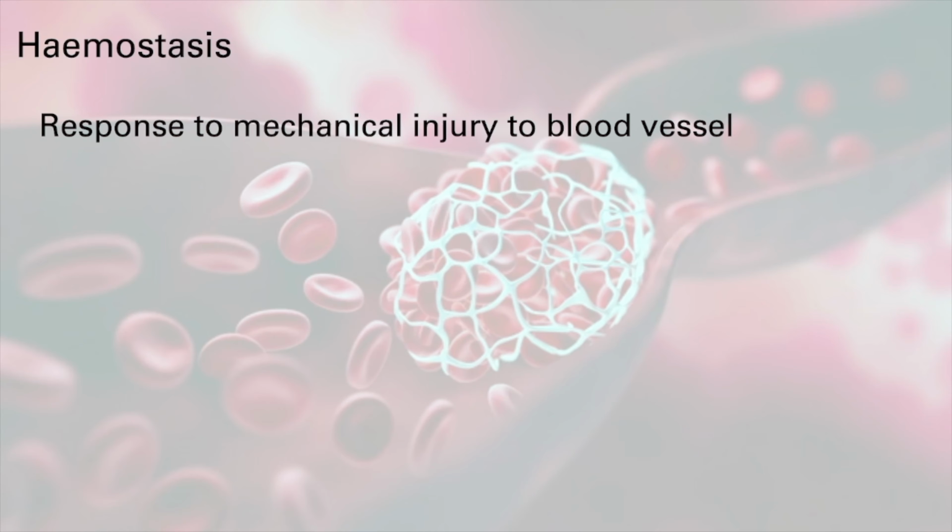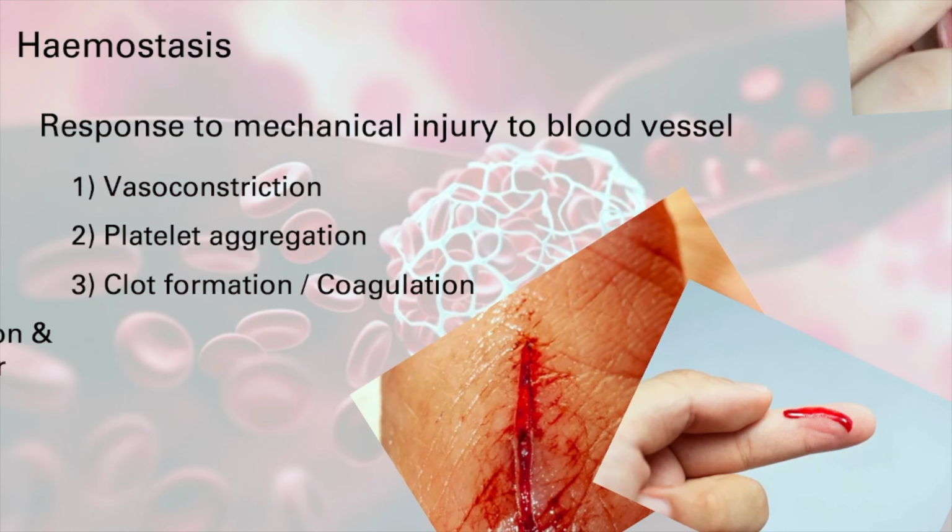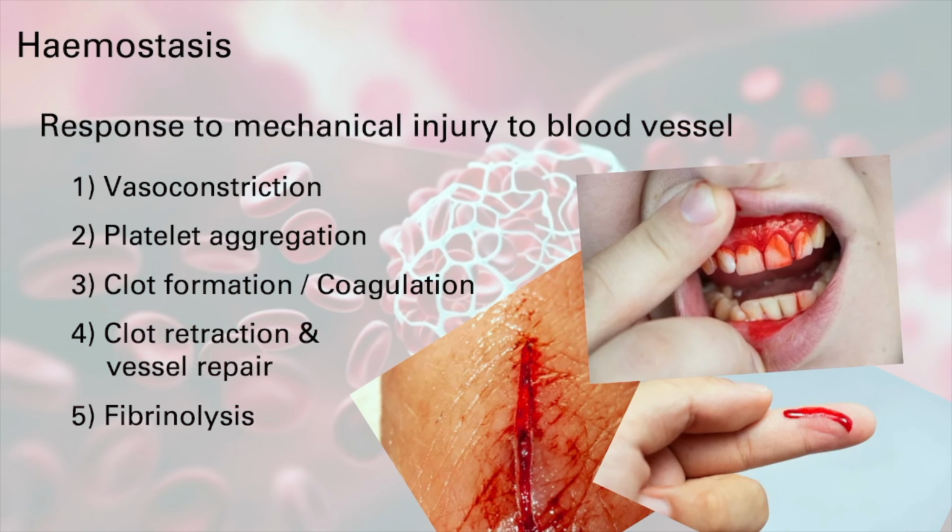We've mentioned the process of platelets and haemostasis, but what exactly does that mean? Well, hemo refers to blood, and stasis to slowing down, so it is literally the localized slowing down of blood flow, which occurs in response to mechanical injury of some kind to the blood vessel walls. Haemostasis is a coordinated sequence of 5 steps: vasoconstriction, platelet aggregation, clot formation or coagulation, vessel repair and clot retraction, and fibrinolysis.